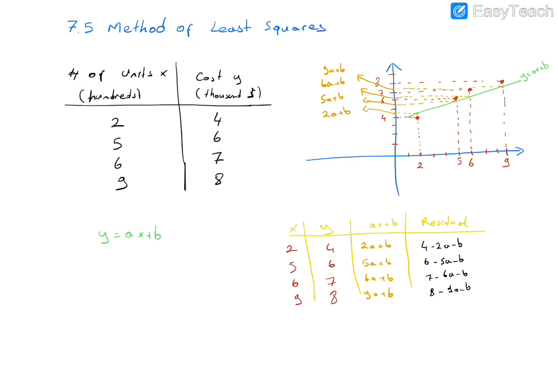Our criteria for the best approximation is the following. Determine the values of a and b that minimize the sum of the squares of the residuals. Okay, so we define the following function F of a,b: the square of the first residual, (4 − 2a − b)².